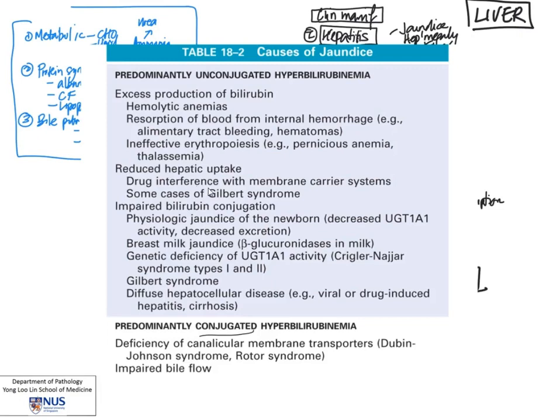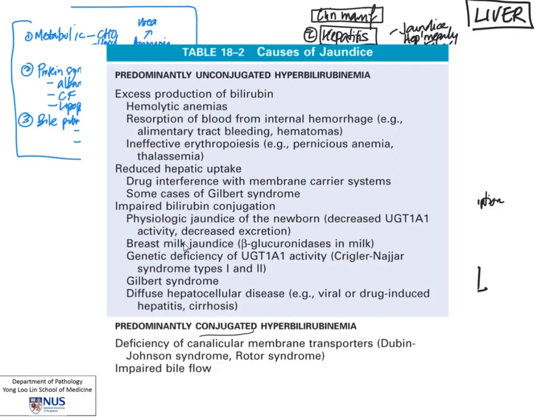Another example would be reduced liver uptake. This can be due to drugs, or it can be due to some inborn errors, for example, metabolic abnormalities like Gilbert's syndrome. There can also be, at the level of the hepatocytes, impaired bilirubin conjugation. A good example would be physiologic jaundice of the newborn. This is a very common condition that often self-resolves.